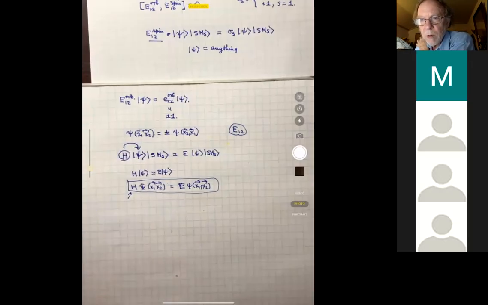These operators E12 orbital and E12 spin are useful for this problem, but they don't have a fundamental significance like the total exchange E12 does. There's no symmetrization postulate for them. Okay, and their relevance really only applies to Hamiltonians of this form.